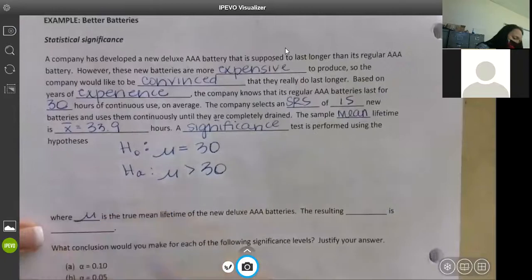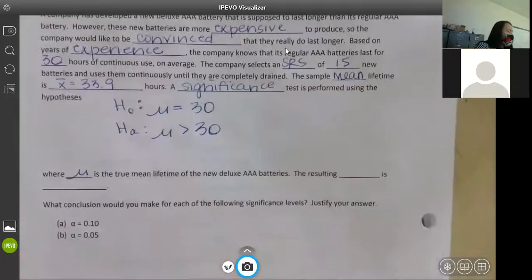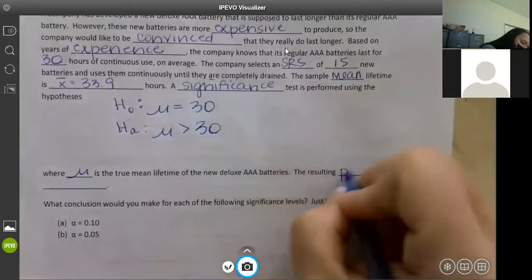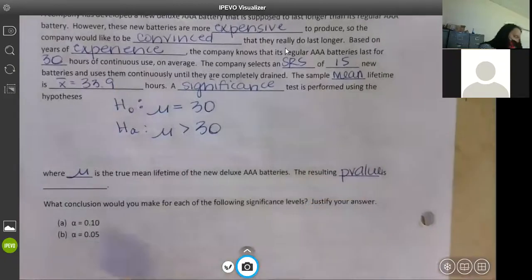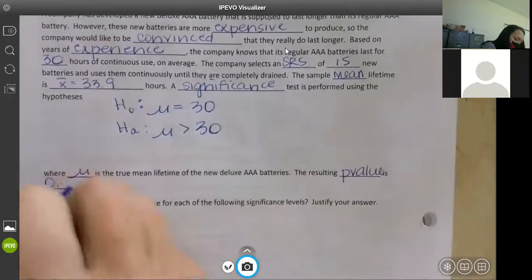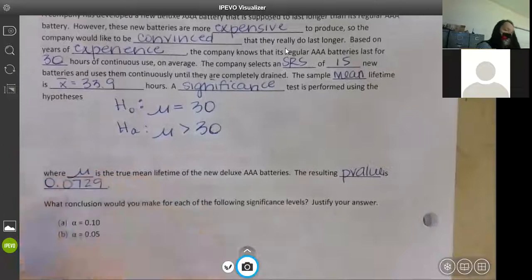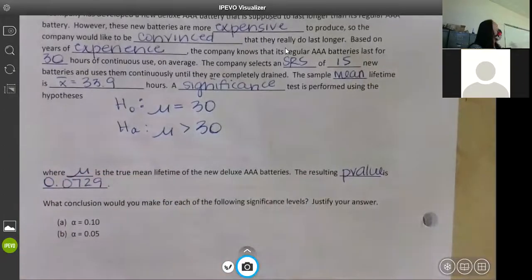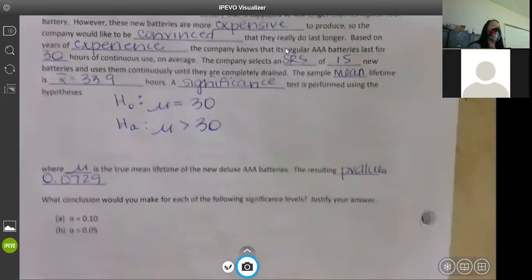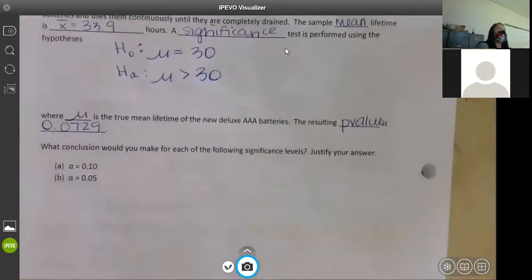Where mu is the true mean lifetime of the new deluxe AAA batteries, the resulting p-value is 0.0729. We'll learn how to find a p-value. They're giving it to you right now, okay? So don't stress out. You already know how to do it. So what conclusion would you make for each of the following significance levels and justify your answer?